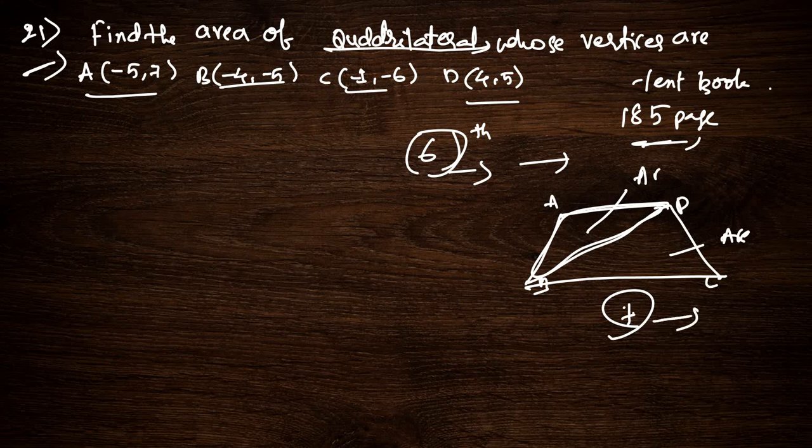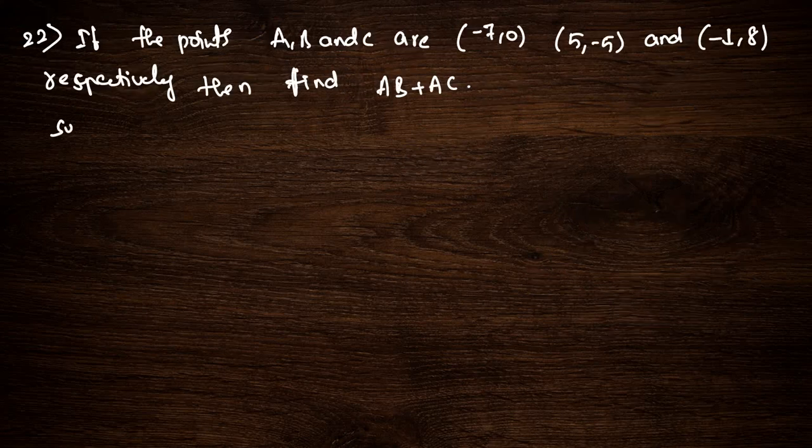Now moving to the 22nd. This is something different, that's why I'm doing it. The points A, B and C are the given points. We have to find AB plus AC. Solution here, this is A, B and C.